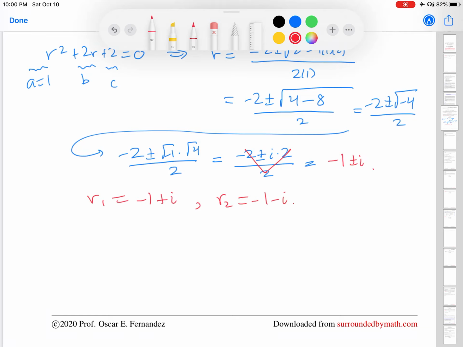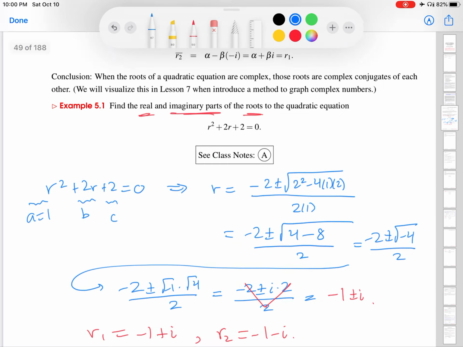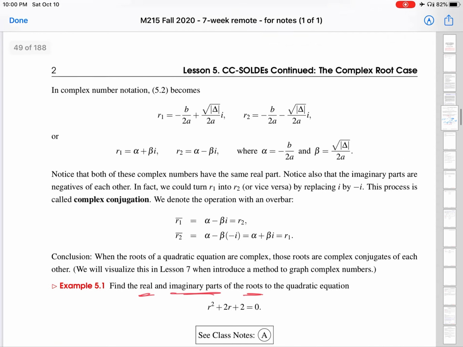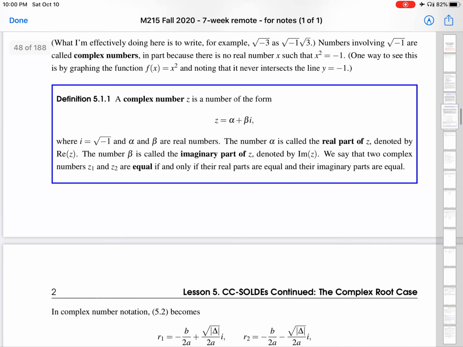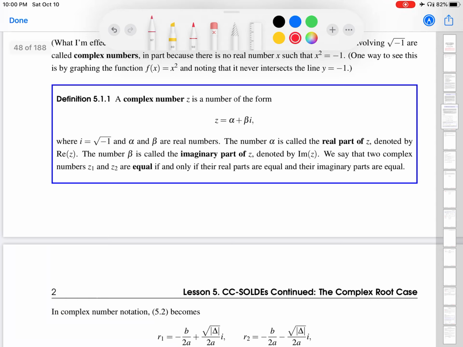Great. So comparing what I got to the definition where real and imaginary showed up, let me scroll up there so we can remind ourselves of that. So here's the definition. A complex number which has the form alpha plus i times beta, where alpha and beta are real numbers, is a complex number. Alpha is the real part of z, and beta is the imaginary part of z.